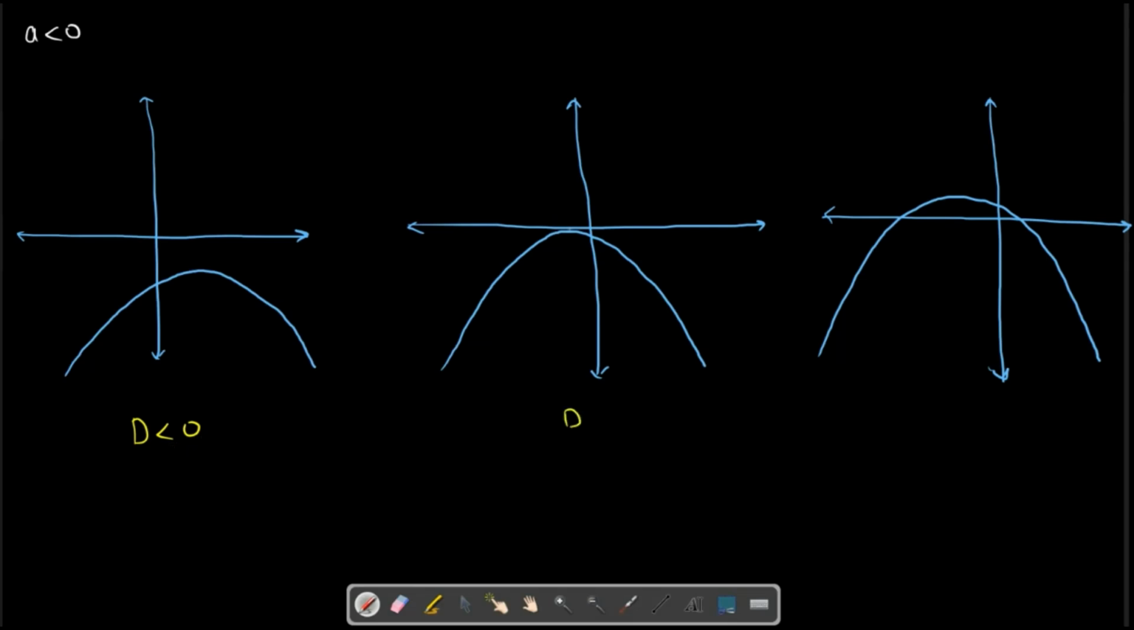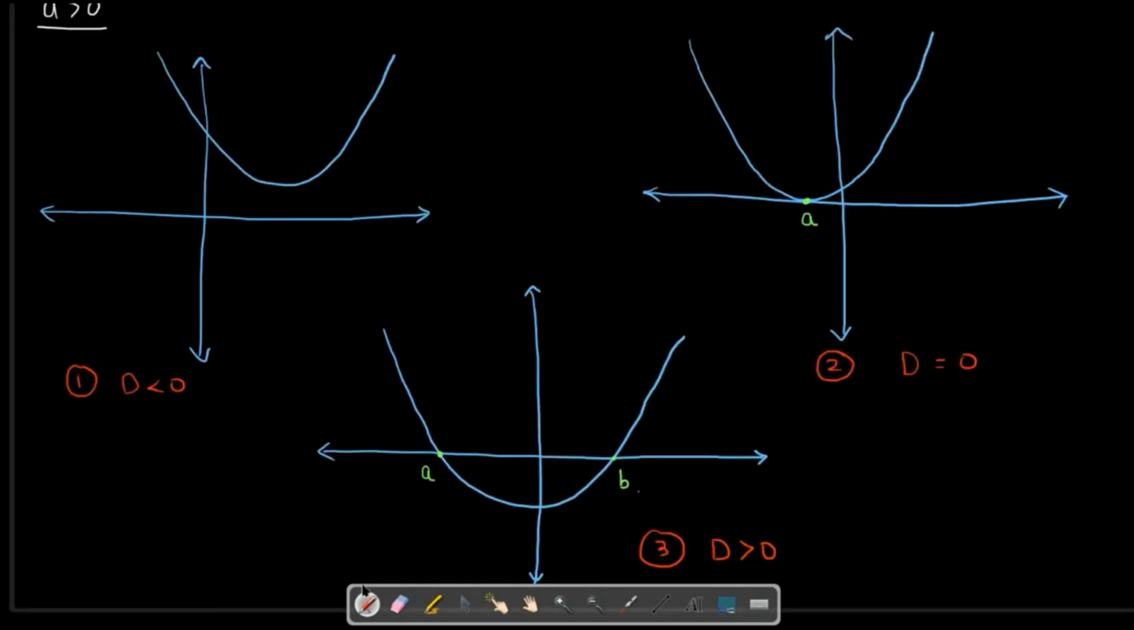It is just touching the x-axis at one point, let's say a. So this d is 0. This a should not be confused. Let's mark this as a different alphabet, otherwise it should not be confused with the a in ax square plus bx plus c. These are just random names. So let's call it p and q.